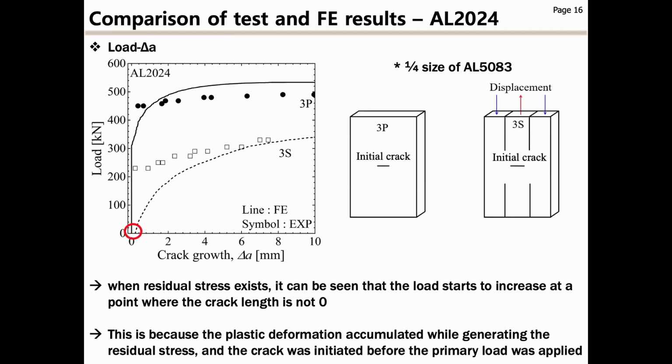In the case of AL 2024, there was a slight difference from the experiment. When residual stress exists, it can be seen that the load starts to increase at a point where the crack length is not zero. This is because plastic deformation accumulated while generating the residual stress, and the crack was initiated before the primary load was applied.